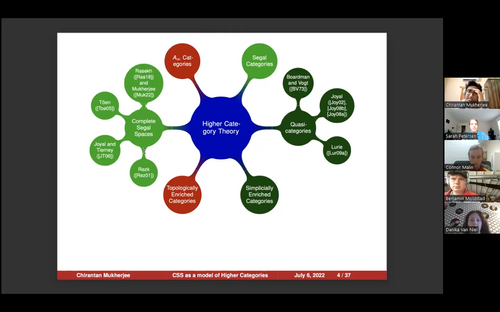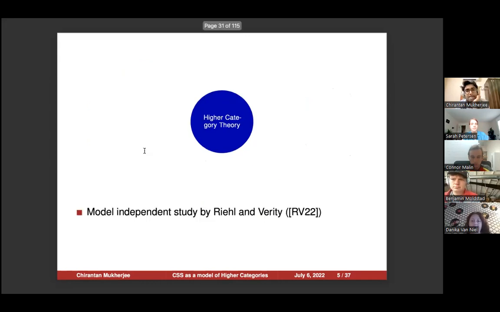Amongst others, my supervisor and I are also working on the complete Segal space structure. There is a different school of approach by Emily Riehl and Dominic Verity to study higher category models independently, which they are developing in their work on elementary infinity-categories.